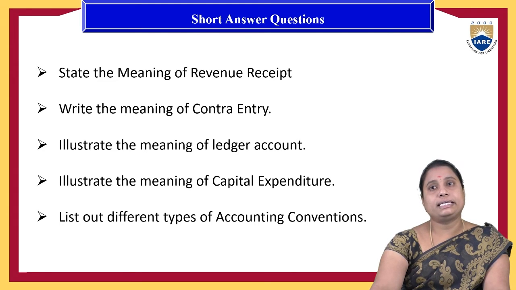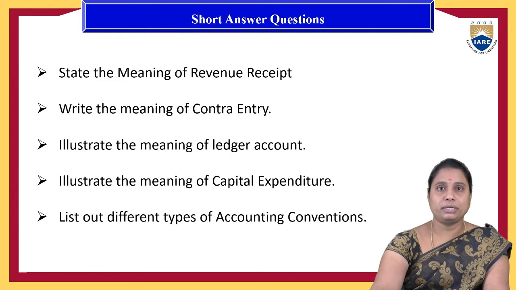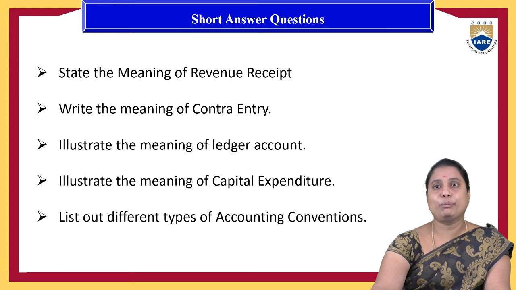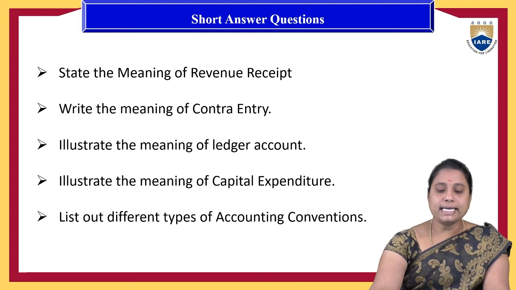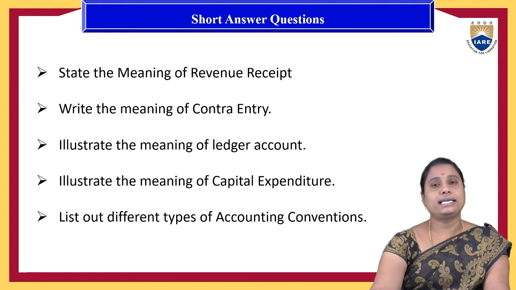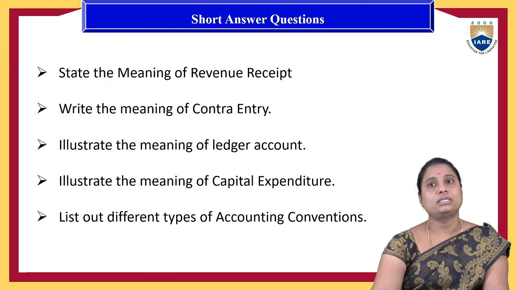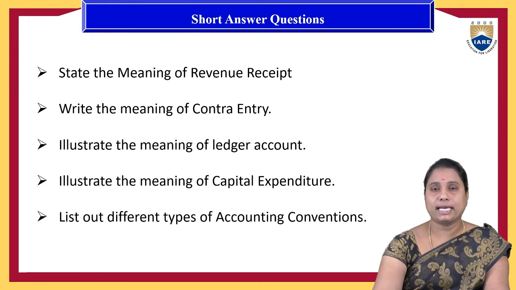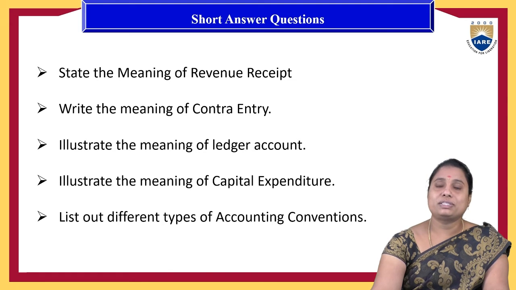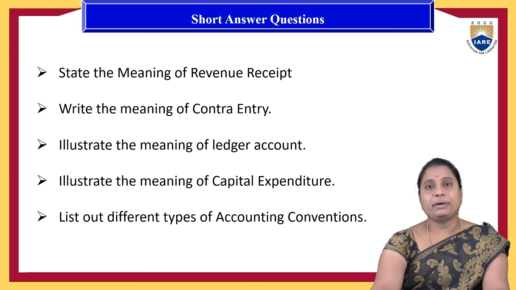Then it is called a ledger account that we need to explain here, along with its pro forma, and illustrate the meaning of capital expenditures. That is the amount spent on long-term activities, and where it will be recorded, everything we need to explain. That is the amount spent on machinery, land and building, any equipment, etc.